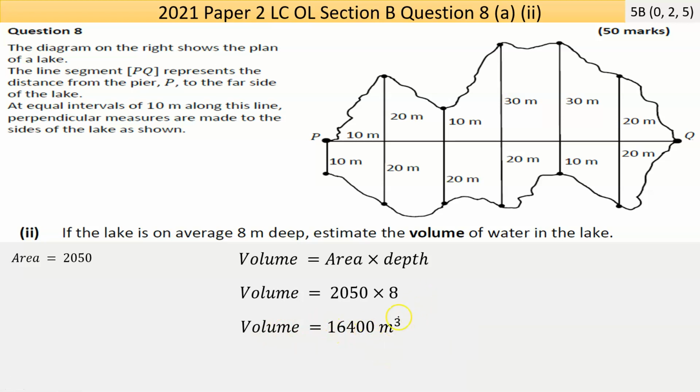Now the units here are meters cubed, because the area is meters squared times meters, just like x squared times x would be x to the power 3. That's m to the power 3, so meters cubed.